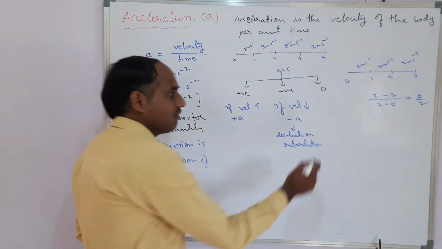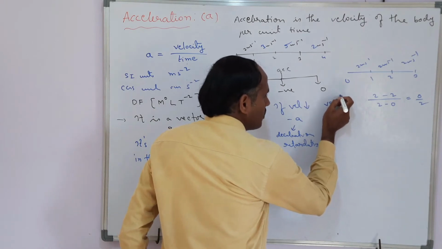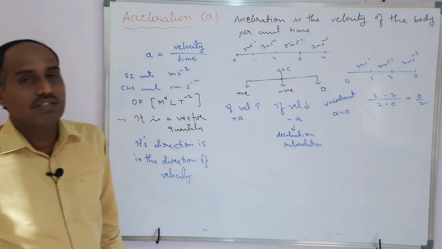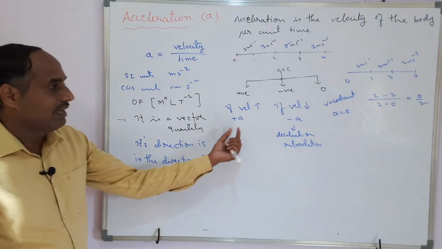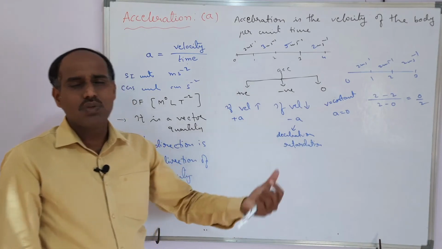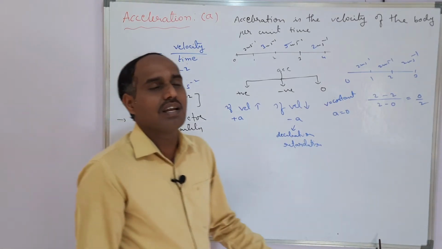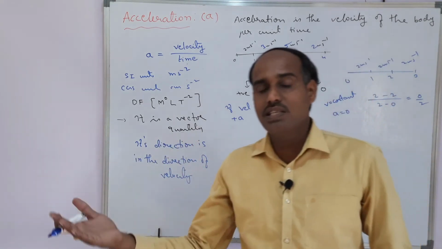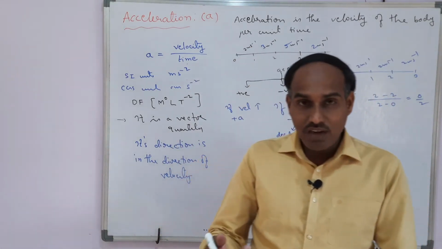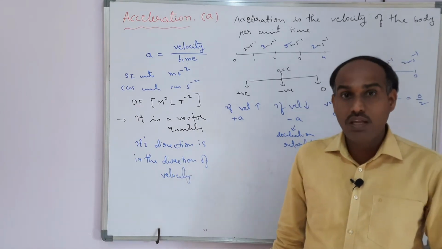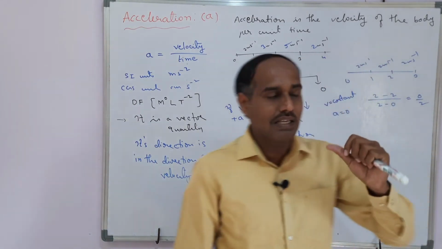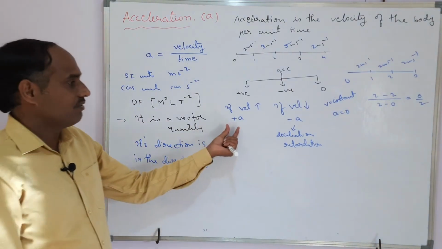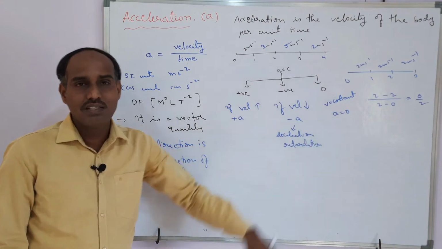Okay students, if the velocity is constant throughout the motion, moving with the same velocity, then the body has zero acceleration. This is the way we classify acceleration. Simply, acceleration is the rate of change of velocity. Change means if the velocity increases, or if the velocity decreases, it is a change. Based on this increasing or decreasing, acceleration may be positive or negative. That is the meaning of positive acceleration, negative acceleration and zero acceleration.